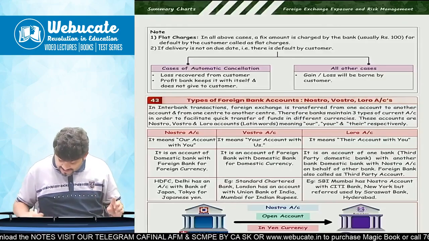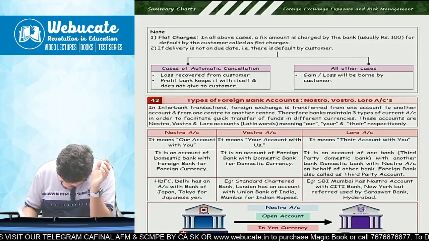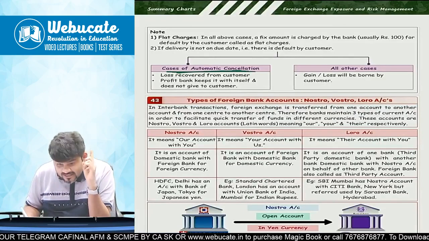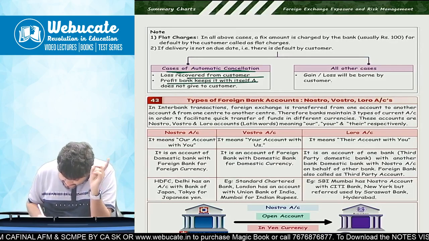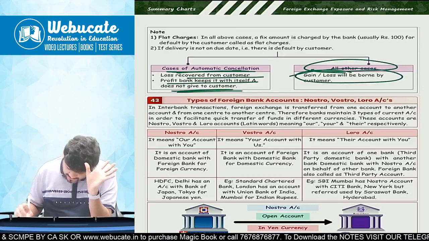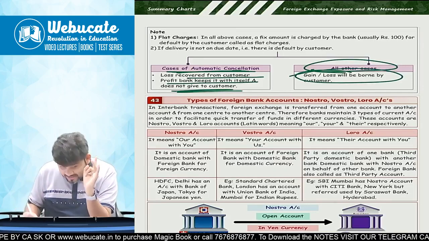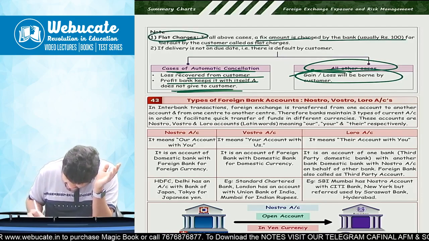Then there was a question where people asked, sir, what about the gain? In cases of loss, in case of automatic cancellation, losses are recovered from the customer. Profit the bank keeps with itself and does not give to the customer. In all other cases, gain or loss will be borne by the customer. In one case, there was a fixed flat charge. So that also has been written here.